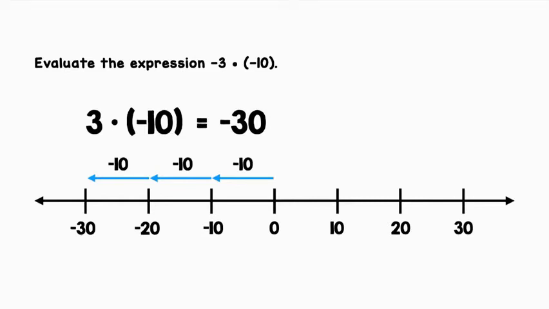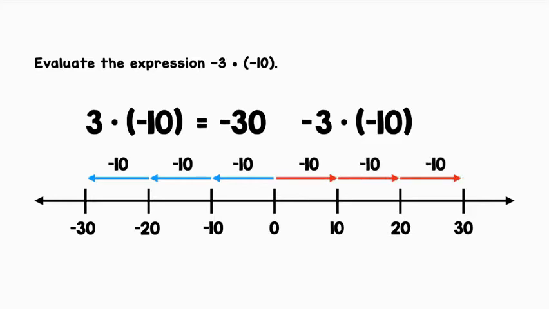Now let's look at the expression in the problem, -3 times -10. Well, it's going to look very similar, but there's an additional negative sign, which means we're going to move in the opposite direction. That will give us +30.